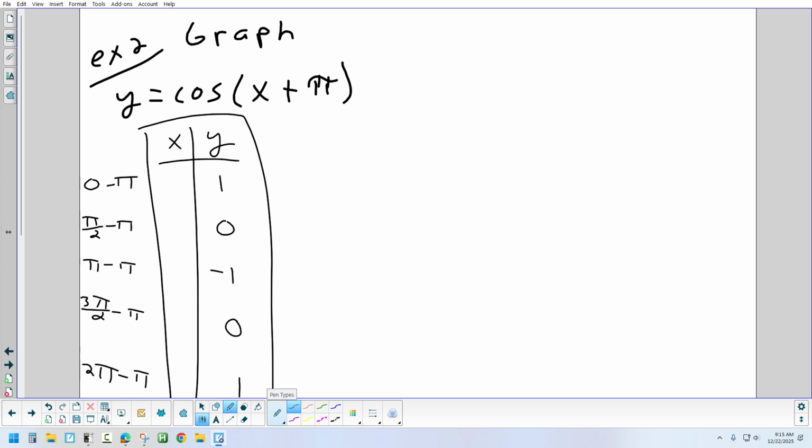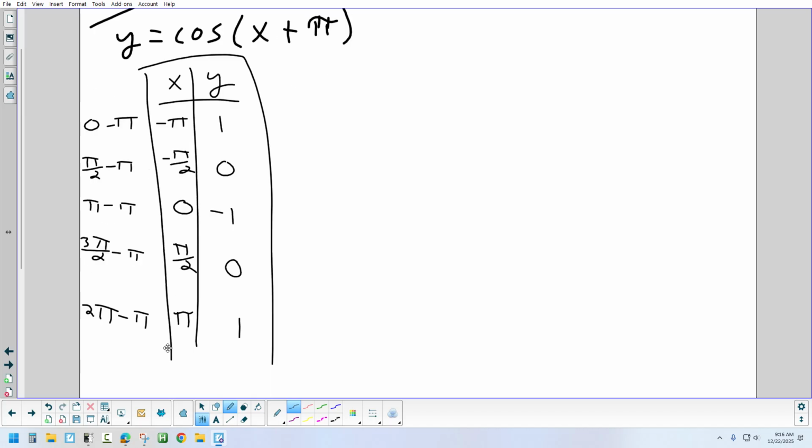Okay, so when we subtract pi, we get negative pi. Pi over 2 minus pi, if you find a common denominator, is negative pi over 2. Pi minus pi is 0. 3 pi over 2 minus pi. And 2 pi, take away 1 pi, is 1 pi. That's your table. Any question on the table?